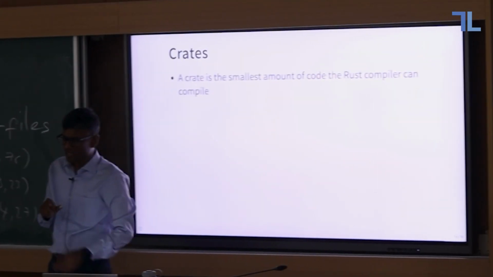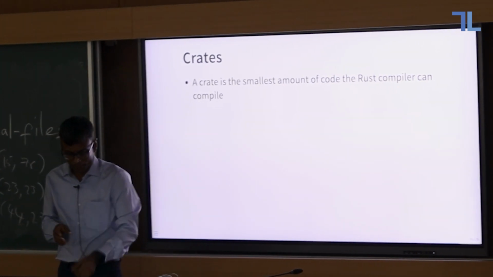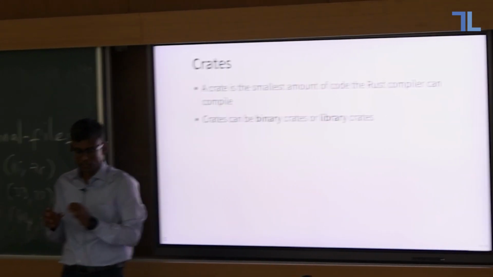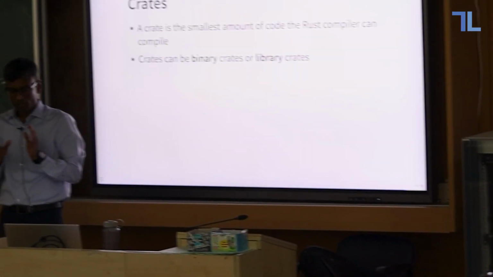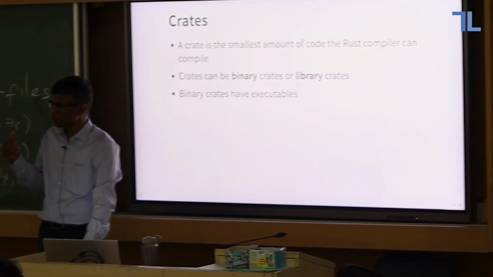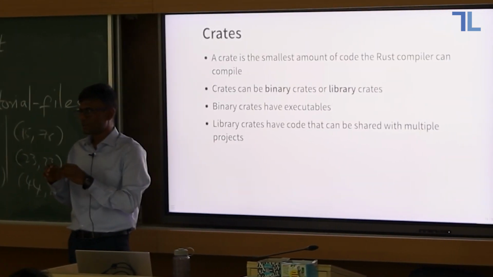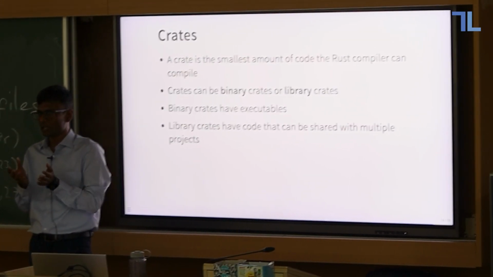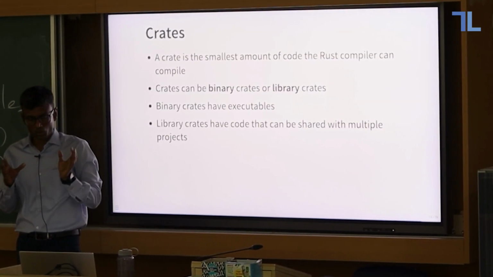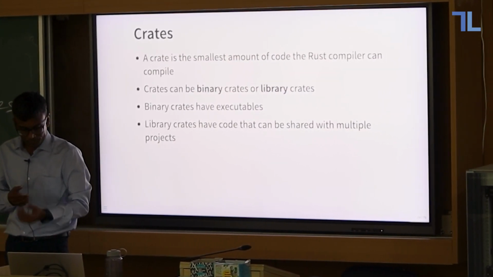So they are called crates. Crates are like the basic unit of code which the Rust compiler can compile. A single file is also a crate, but you can also have other more complicated crates. Binary crates and library crates are the two different types of crates. Binary crates are executables. All the crates I showed you are binary crates. And library crates have code which is usable by others. So when you create a library, you will share it with people.